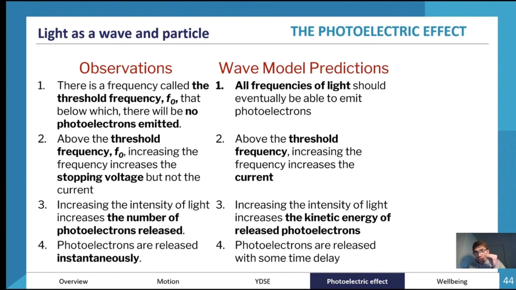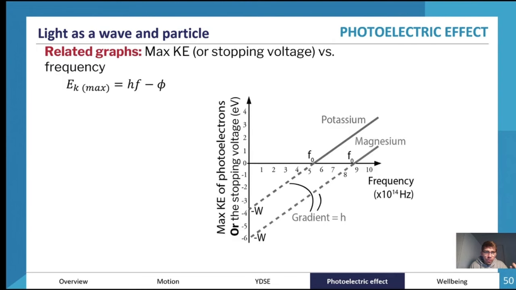So up until now, there have been three observations that prove that light is a particle and that light is not a wave. The fourth, which is also a really important one, is that photoelectrons are released with some time delay according to the wave model, when in fact photoelectrons are released instantaneously. There is also an explanation of each observation that I put on the slide for you to read in your own time. Keep in mind that this was all graphed using kinetic energy.